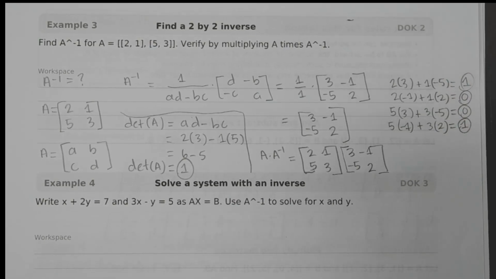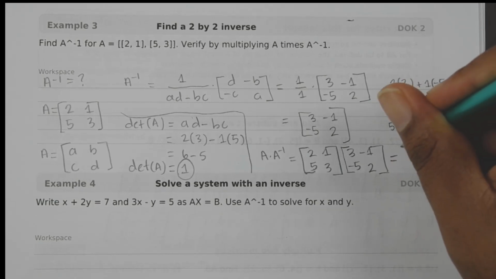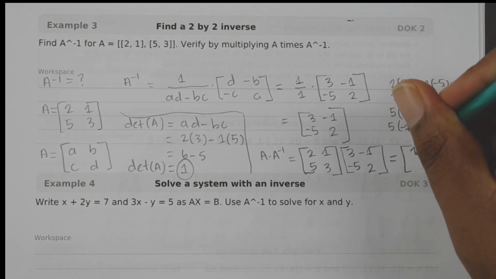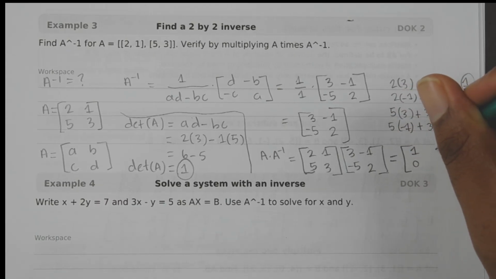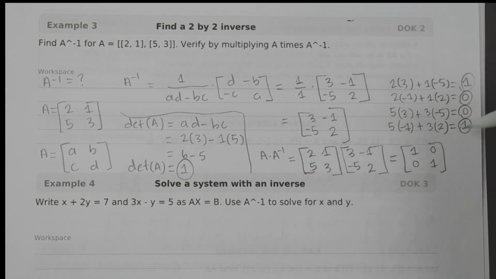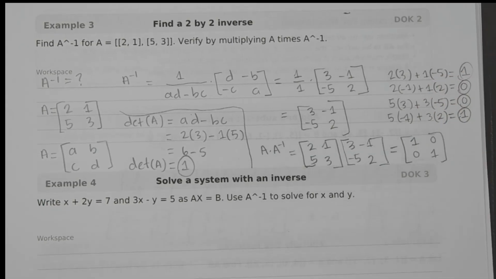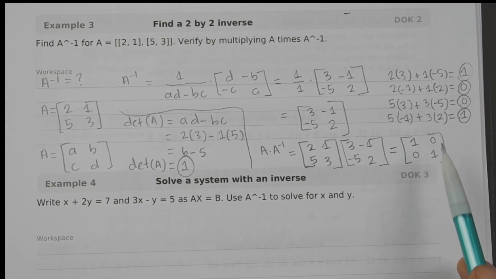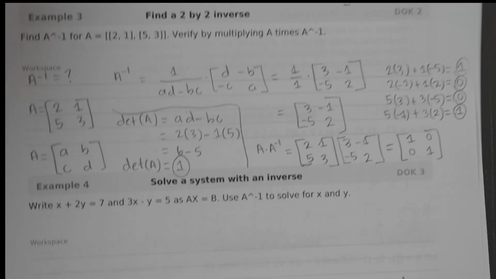Okay. So essentially, what this is 1, 0, 0, 1. Okay. 1, 0, 0, 1. So the product is the identity matrix. Okay. This is the identity matrix here. And that confirms that the inverse is indeed correct. All right, let's continue.